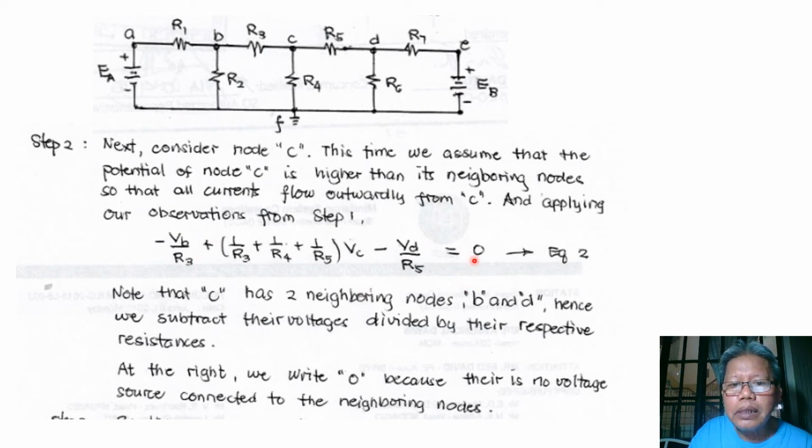Now, since at the right there is no voltage source, therefore it is equal to 0. So we have to note that C has two neighboring nodes, B and D. Hence, we subtract their voltages divided by their respective resistances. And then at the right, of course, we write 0 because there is no voltage source connected to the neighboring nodes.